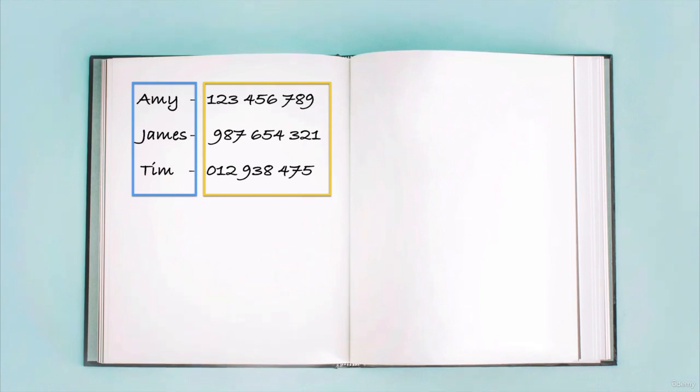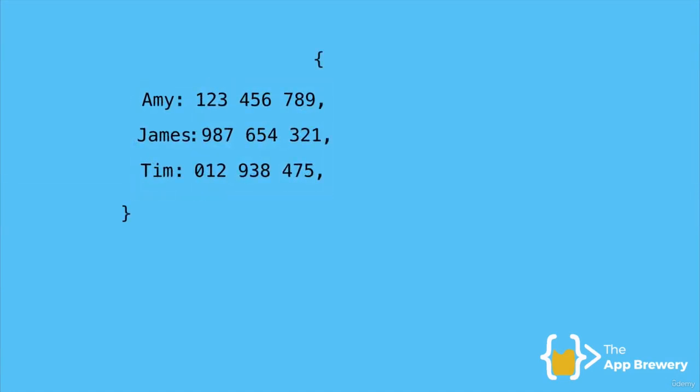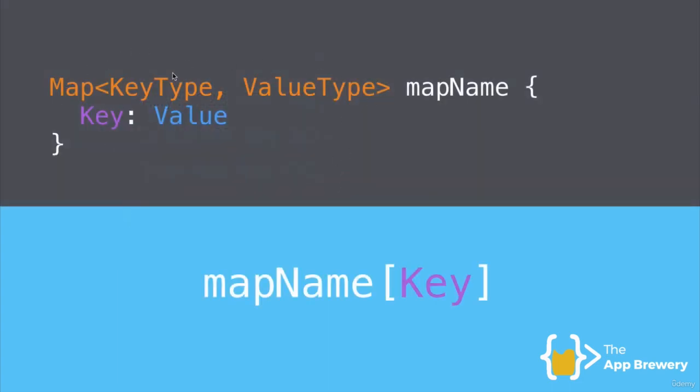In code, what this would look like is something like this. So they would be contained inside a set of curly braces. We have a key, and then after a colon, we have the value that's associated with that key. And all of these entries are separated by a comma. So this is how we would create it, and this is how we would use it.